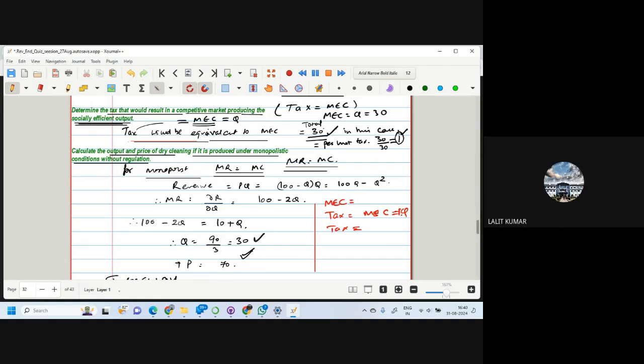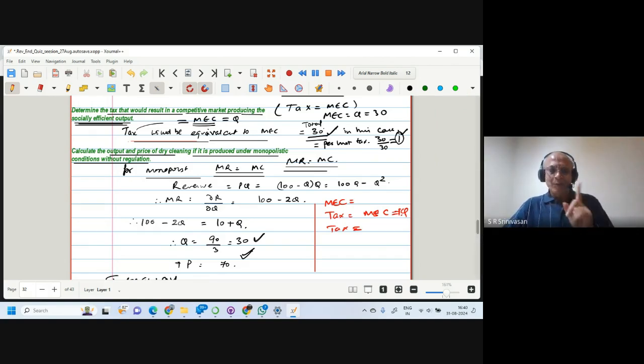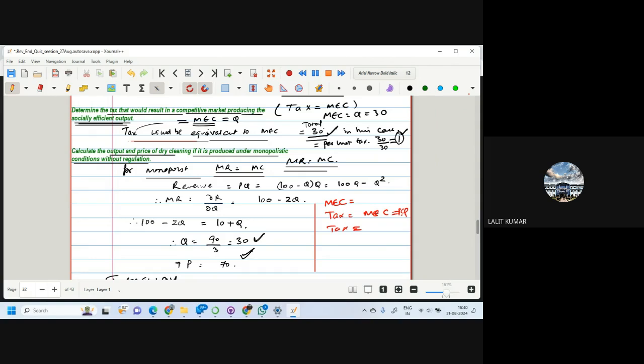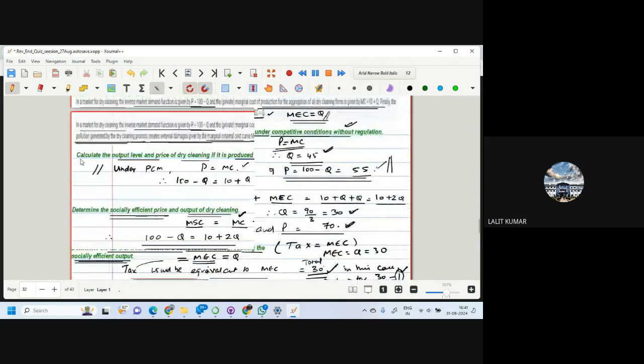Yeah. So that's where we missed, right? So MEC is 1, no? MEC, they have given as equal to Q. Okay, so this is 1 Q. MEC in the question, they have given equivalent to Q.